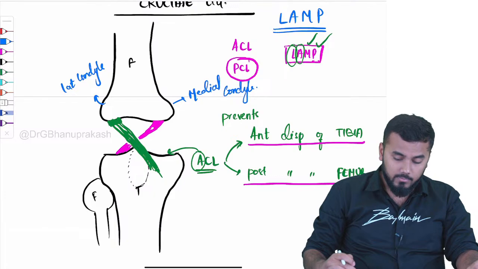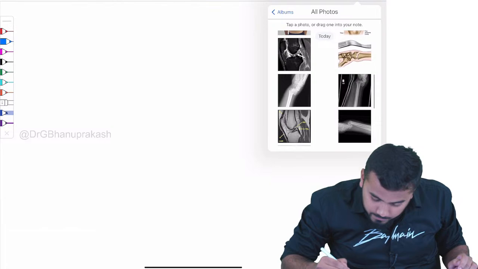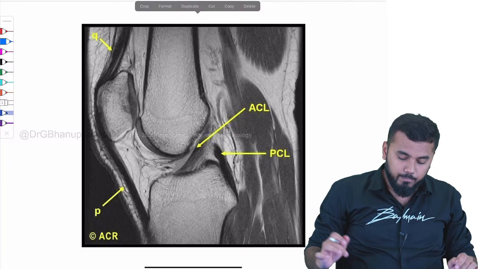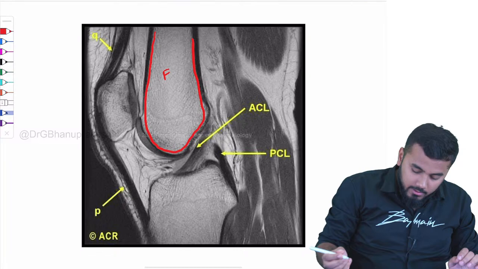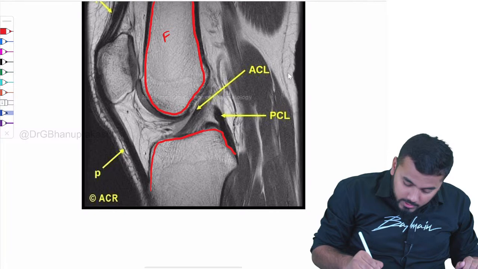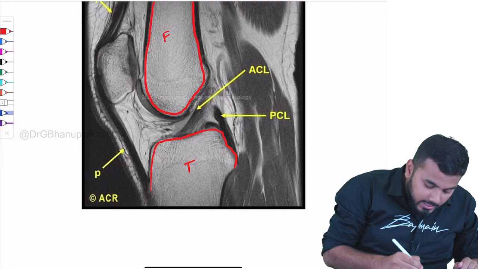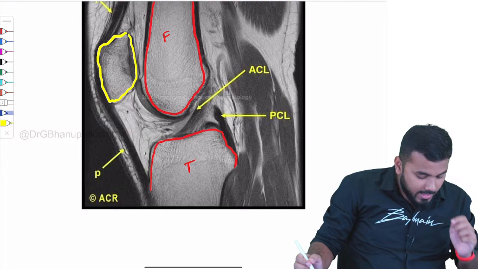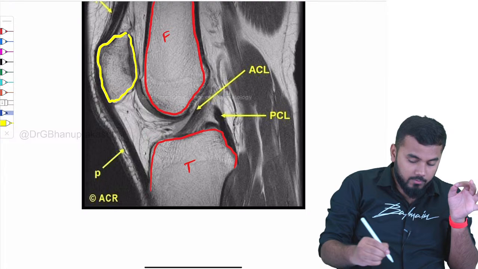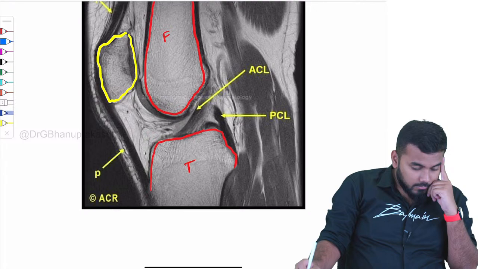Let me show you it on MRI. Look at this MRI. See, this is your femur. This is your tibia. And what is this bone, guys? What is this yellow color bone? Excellent, patella. Yes, this is patella.